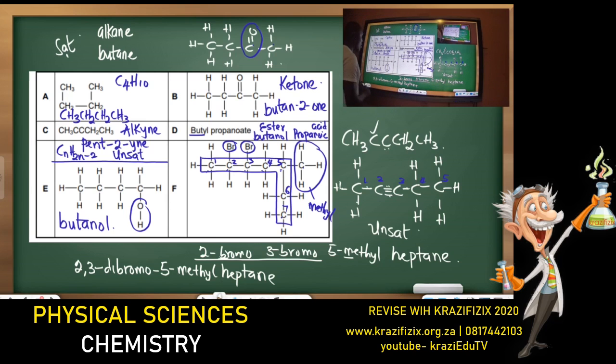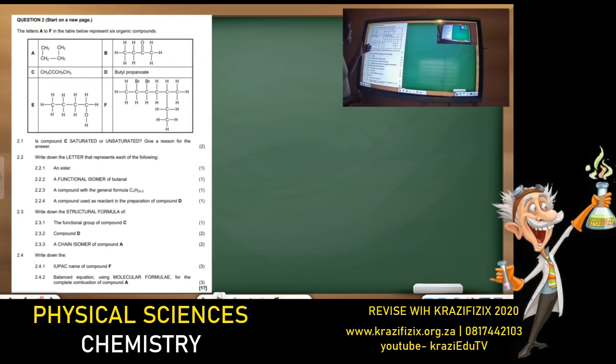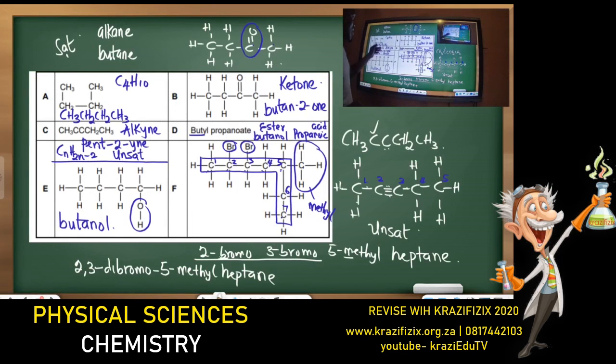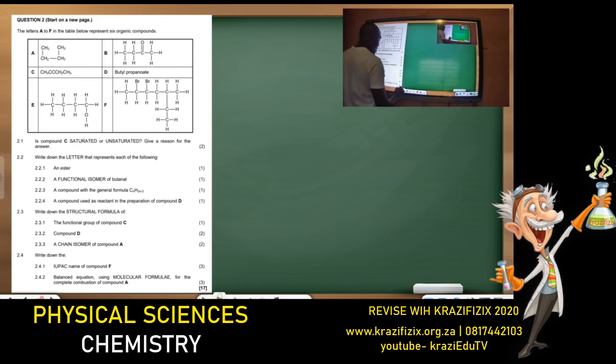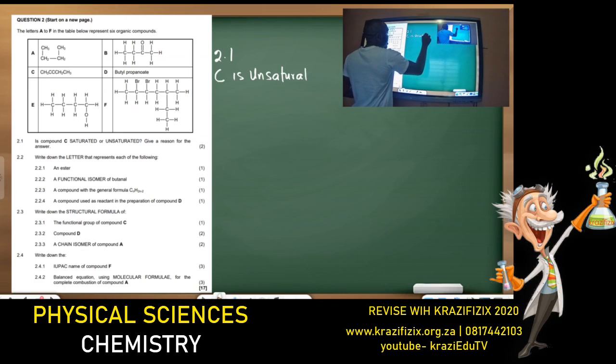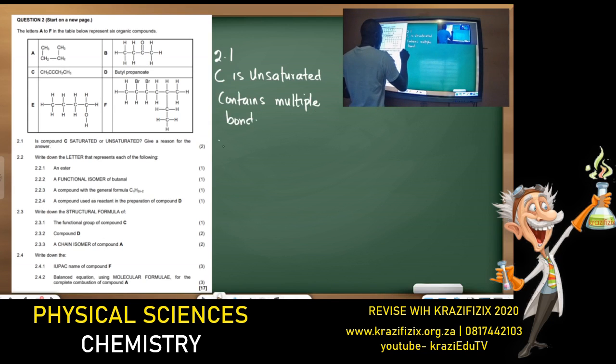Let's go look at the questions now. This looks very interesting. Is compound C saturated or unsaturated? Give a reason for your answer. Question has been answered. Compound C is unsaturated. Why? It contains a triple what? Bond or a multiple bond. I'm done. Okay, let's answer. Because of the PDF, 2.1. C is unsaturated. And what is the reason? It contains multiple what? Bond. And that is easy because we drew the structure.